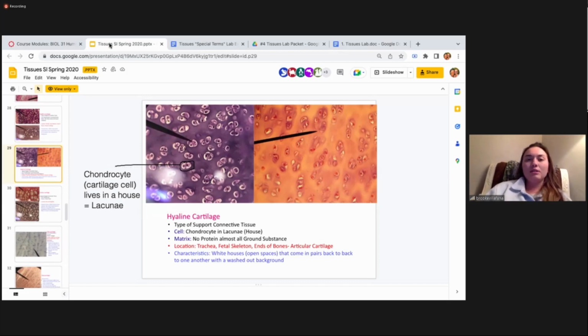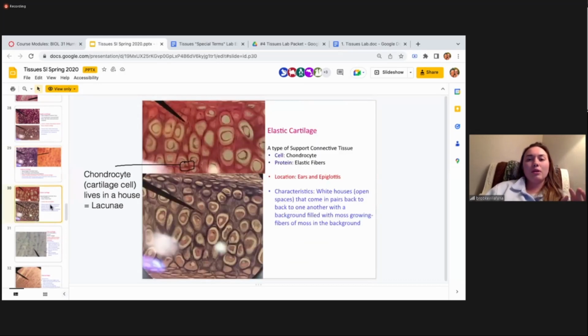And as you can see, if you look at the background, do you see how there's no protein fibers really? It just looks like washed out nothing, like a watercolor painting, right? It looks like nothing is really there. Now, when we go over to elastic cartilage, look at the background. Do you see how there are now these little black fibers in the background? Those black fibers represent our elastic fibers.